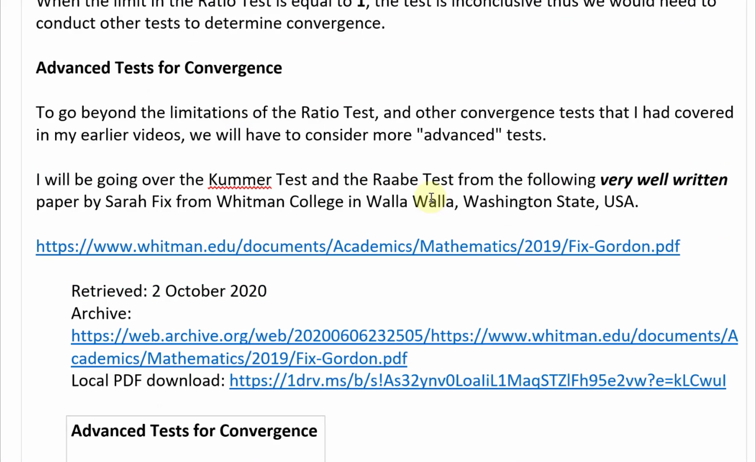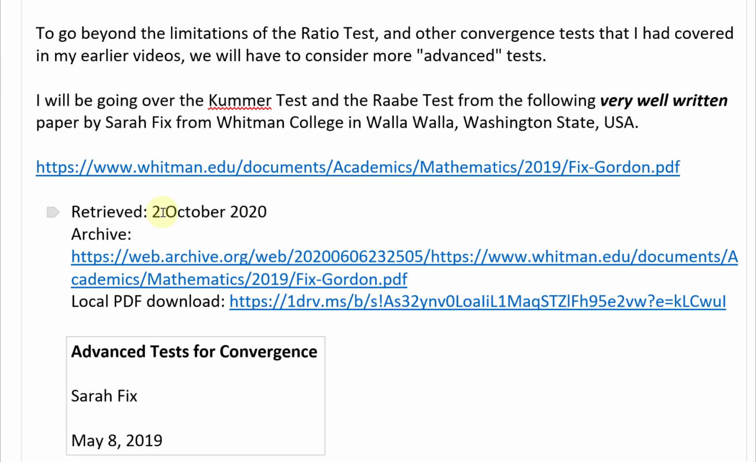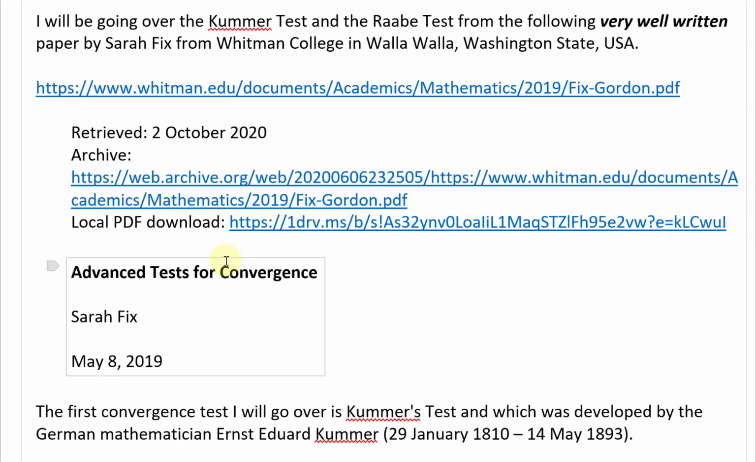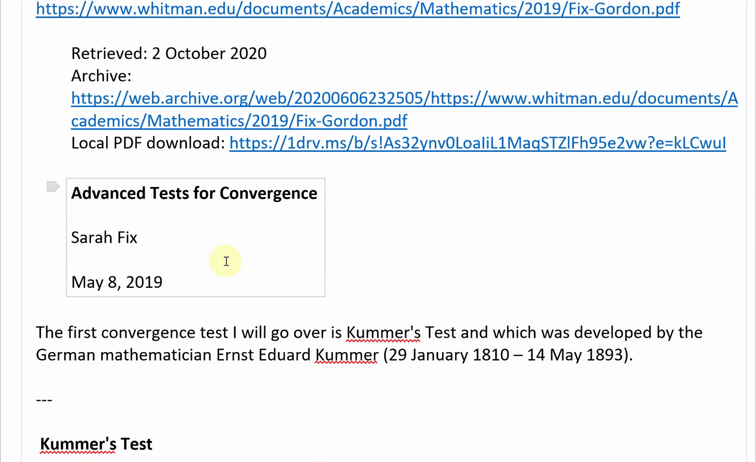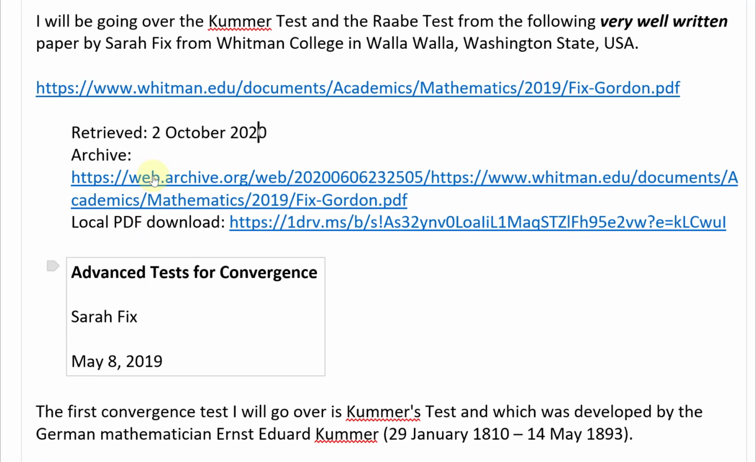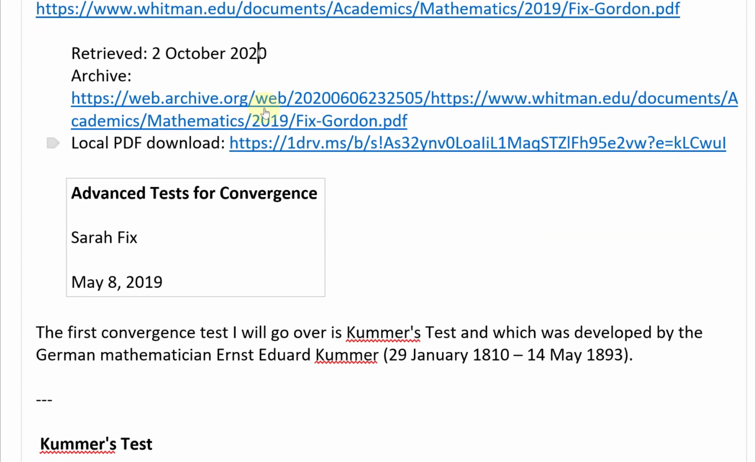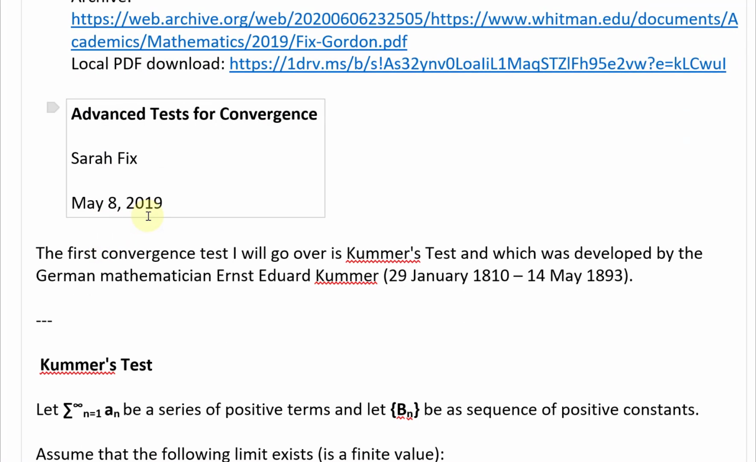Oftentimes when I'm reviewing math papers, some of them are just so impossible to comprehend because they skip every step, and they don't explain how they got from point A to point B. But this one is very well written. It gives you the rationale for each step, and it's very good. Anyway, this is from this link right there. There's also a local PDF download you could view in this archive in case anything happens to the website. So, advanced tests for convergence, Sarah Fix, May 8th, 2019.